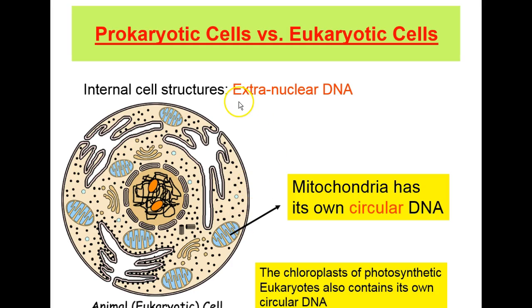Eukaryotic cells also contain extranuclear DNA. This DNA is found inside an organelle called the mitochondria. The mitochondria contains its own genetic material in the form of one circular DNA molecule. In addition, in photosynthetic microbes, DNA is also found in the chloroplasts, also as a single circular molecule.